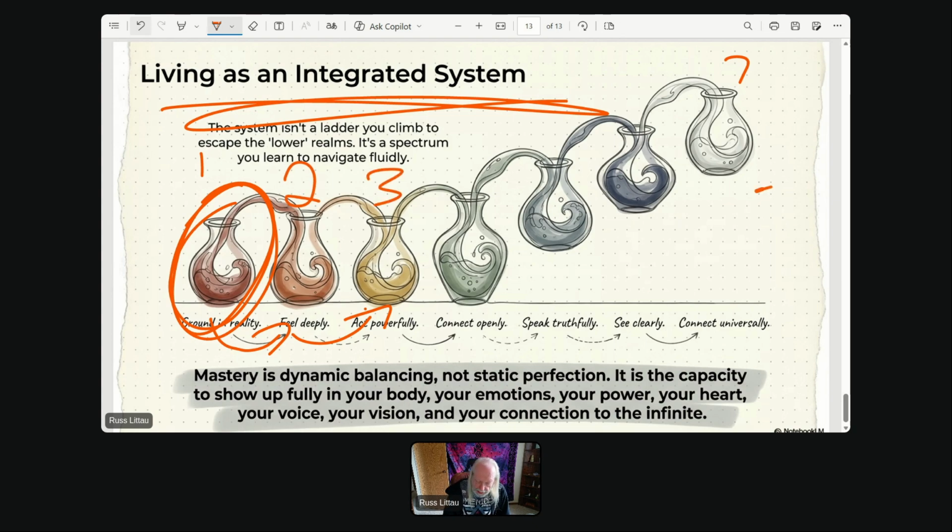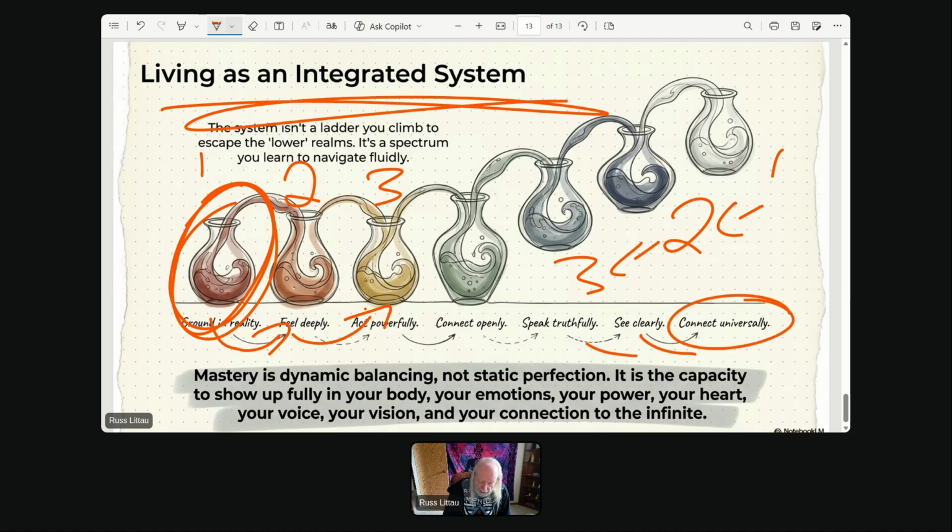Now, if we look at these guys, it tends to be the same way. I'm just going to, can I erase? Where's my eraser? I'll just get rid of this one for now. And if I can go back to here, do you think it works? 1, it did. 2, 3. So connect that universally, see clearly, and then speak truthfully, right? So for me, I find they kind of go like this. But again, there isn't one universal right way. There isn't one universal wrong way.